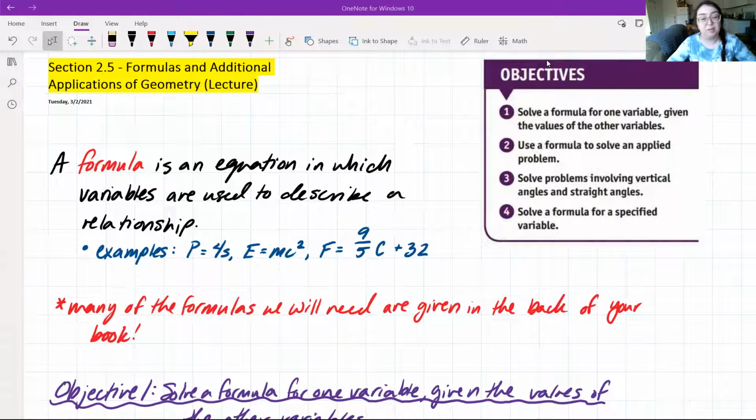And then lastly, we have Fahrenheit is equal to 9/5 times Celsius plus 32. So our formula here gives us the relationship between Fahrenheit and Celsius. So these formulas are just equations describing relationships. Many of the formulas we will use are given in the back of your book. So if you ever need to find a specific formula, you can always go to the back of the book in order to find whatever formula you need.